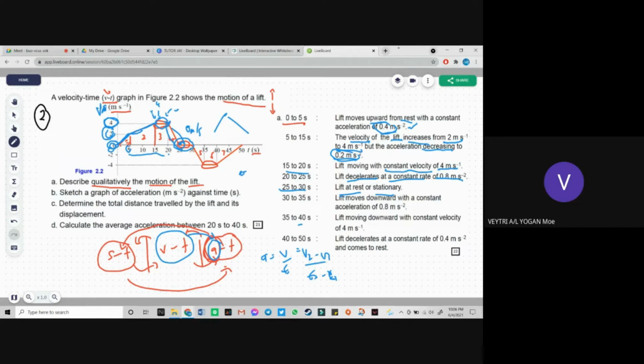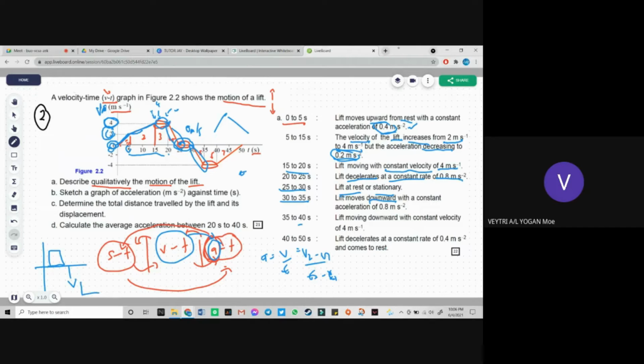Now, let's move on to 30 to 35. 30 to 35, it goes down. The lift moves downward. Earlier was deceleration, back to the initial point. Right now, imagine a lift in a building. The lift is back to 0. Right now, it moves down.